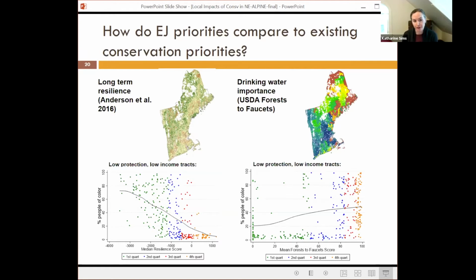On the other hand, prioritizing based on protecting clean drinking water would have much more overlap with EJ priorities. On the right-hand side, you can see a positive correlation between tracts with more people of color and higher forests-to-faucets priorities, as well as a lot of orange dots in that figure, suggesting that there's a lot of land that's in the highest quartile for drinking water priorities. And that could potentially also reduce existing inequalities in access to protected land. So we're working further on this and ways to better understand how environmental justice priorities might compare to existing conservation priorities.